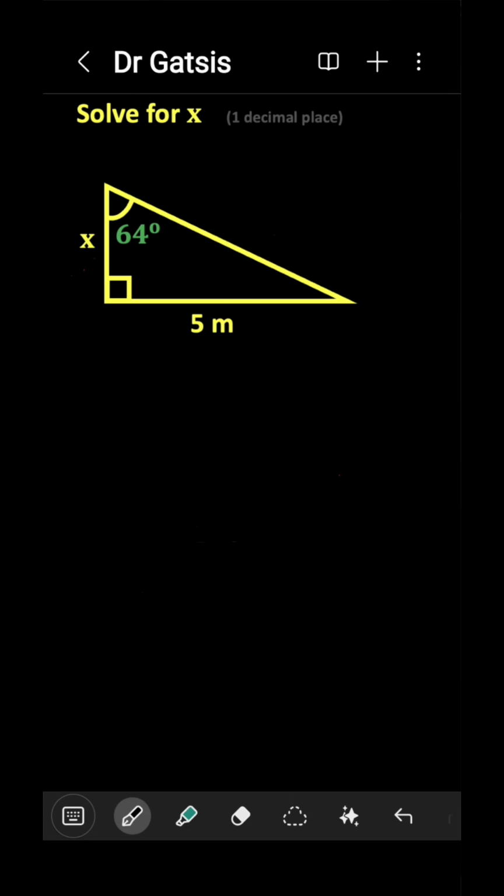We have a right angle triangle in which the 64-degree angle is also given. Let's label this triangle to determine which ratio is most appropriate. Notice that I've highlighted in this case the opposite and the adjacent. Therefore, we should use the tan ratio.